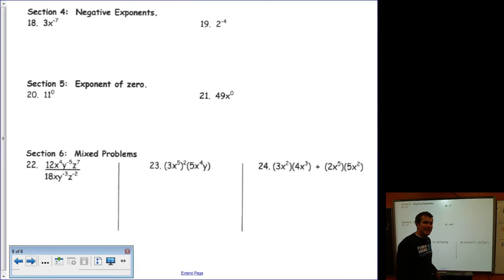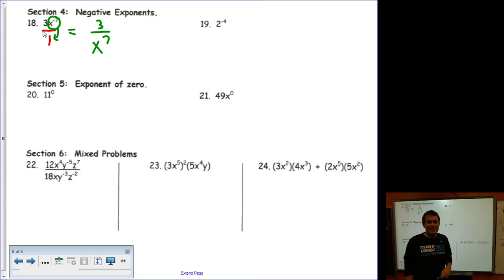And finally, the negative exponents. Remember, when you have a negative exponent, it means take the reciprocal. In number 18, I need to take the reciprocal of the x. Taking the reciprocal just means moving that term to the opposite place in the fraction. So the x needs to move to the bottom. By the way, notice how I made this into a fraction by putting it over 1, since it was not a fraction already. And I'm going to move the x's to the bottom, giving me the 3 on top, but the x to the 7th on the bottom.